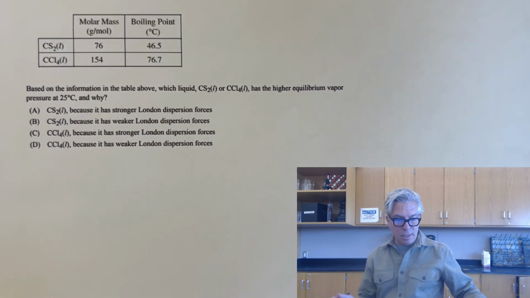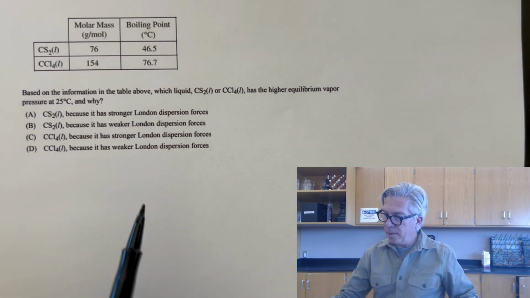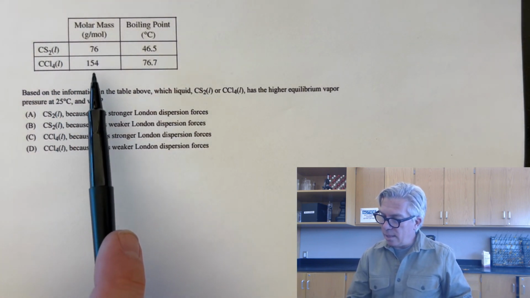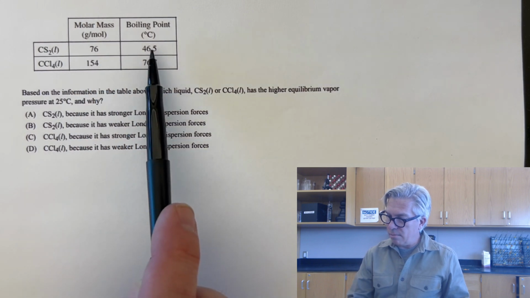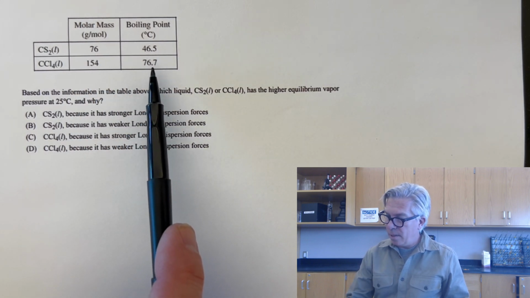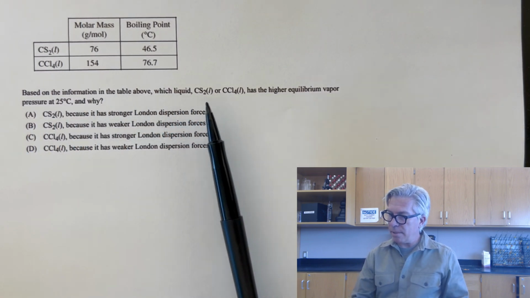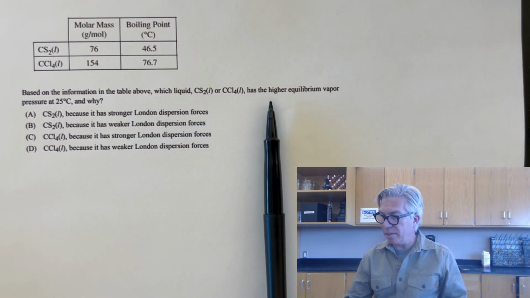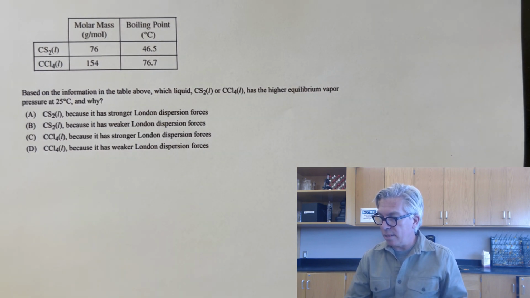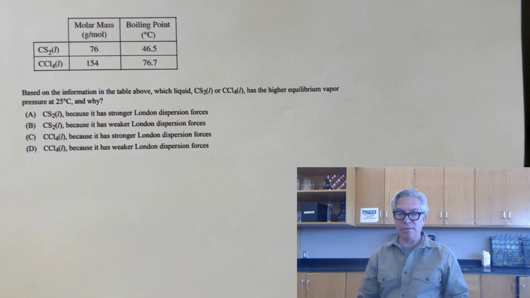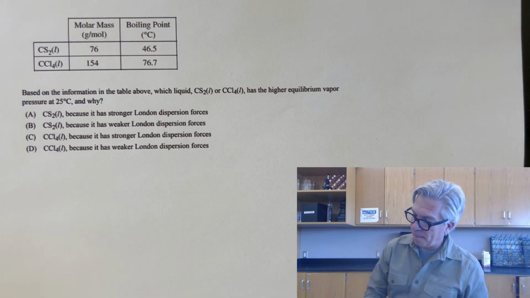Okay, it's your turn. We're nearing the end of our video. Take a moment and take a look at these two compounds. Their molar masses, this one's about double. And their boiling points, again, this one is getting close to double. Based on the information in the table above, which liquid, CS2 or CCl4, has the higher equilibrium vapor pressure at 25 degrees and why? Take a moment, pause the video, back in a couple seconds.